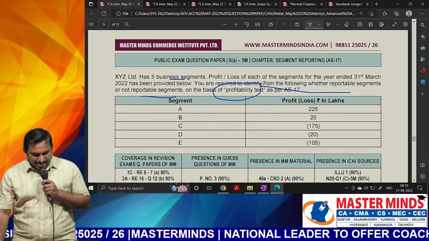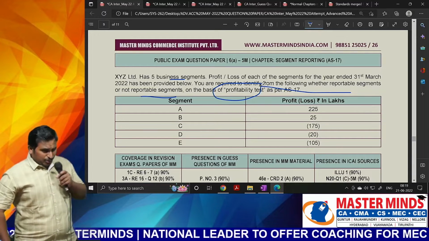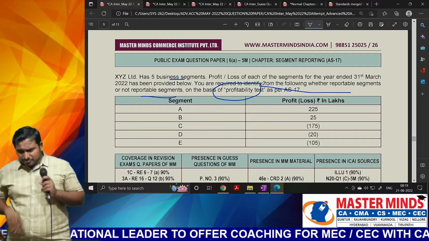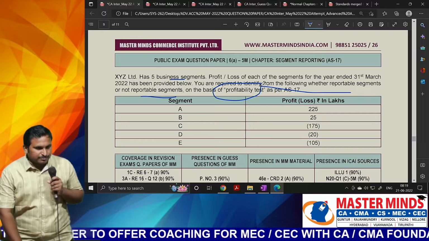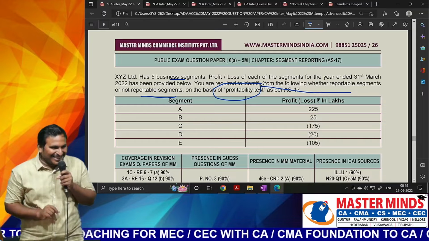On which test, sir? On the basis of profitability test. I think to call it as reportable, we have got 3 or 4 tests, sir. First thing is based on 10% threshold. We observe that 10% limits. Okay, segment reporting is not yet fully completed.